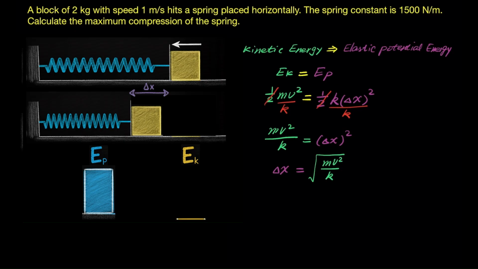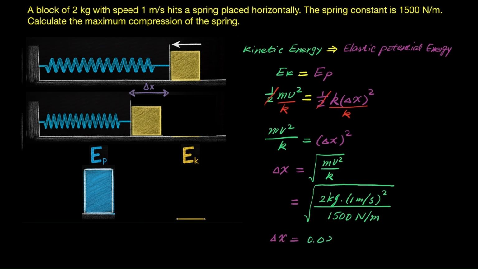Alright, so the last step is to plug in the values. The mass of the block is 2 kilograms, multiplied by the velocity, which is 1 meter per second, squared, over k, the spring constant, which is 1,500 Newtons per meter. Then we take the root. So the calculation works out to 0.037 meters, or 3.7 centimeters.